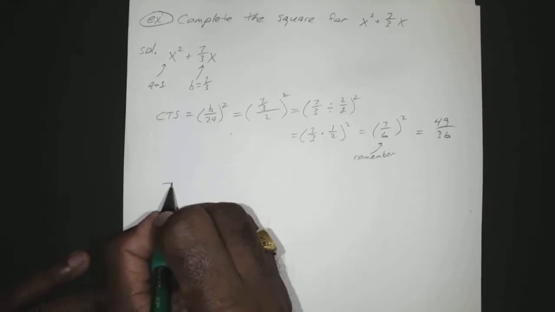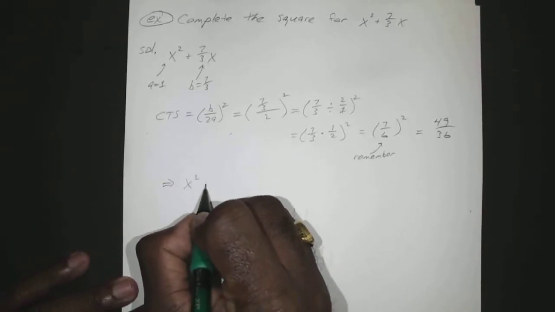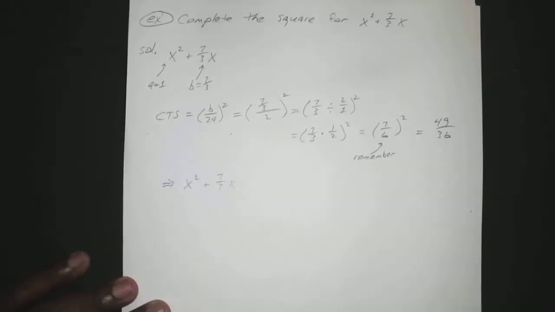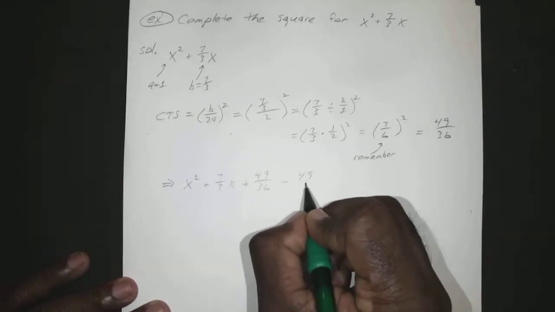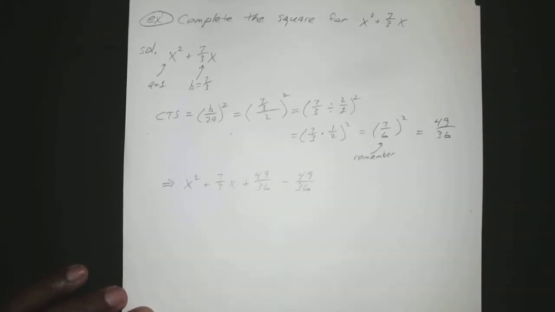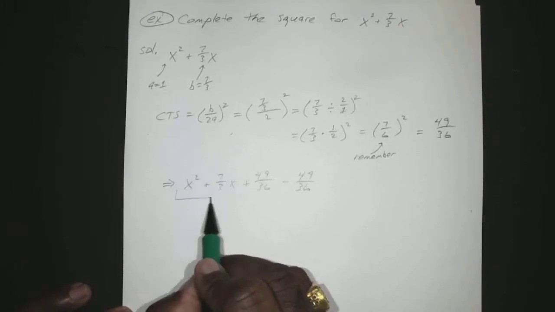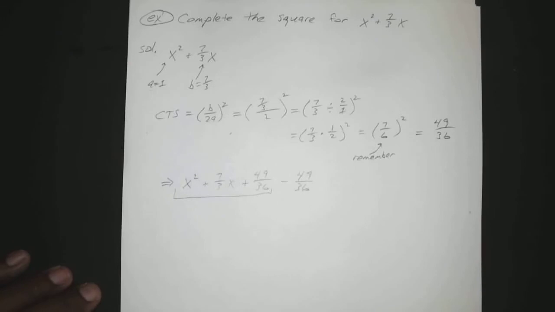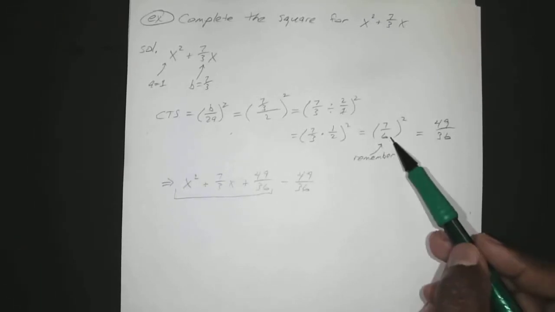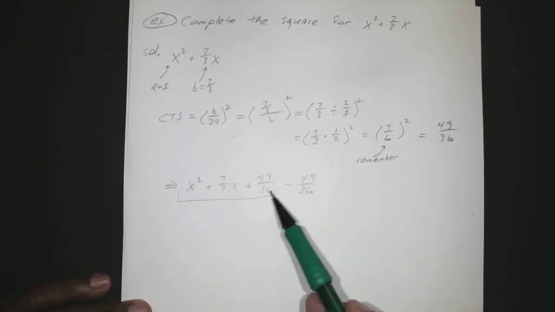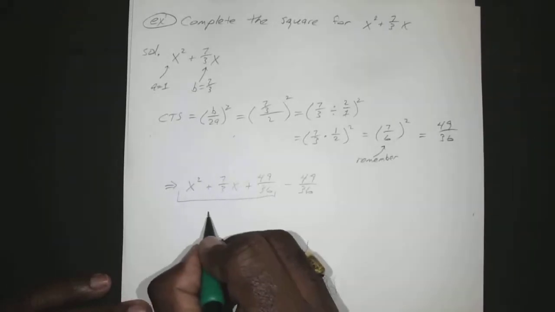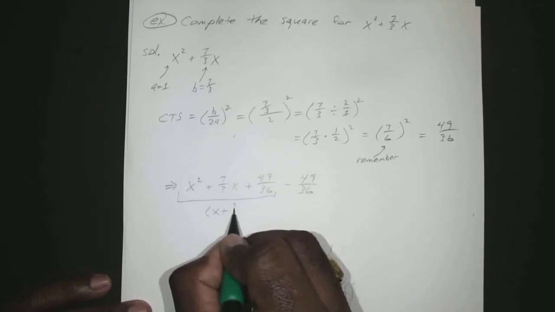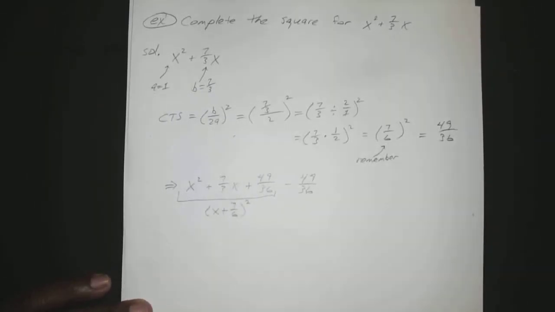Okay, so that means we have x squared plus 7 over 3x plus 49 over 36 minus 49 over 36. Okay, so we just created a perfect square trinomial. And these are the ones where it comes in handy to remember these, because instead of trying to figure out what the perfect square is, you already know what it is. So this just becomes x plus 7 over 6 squared.